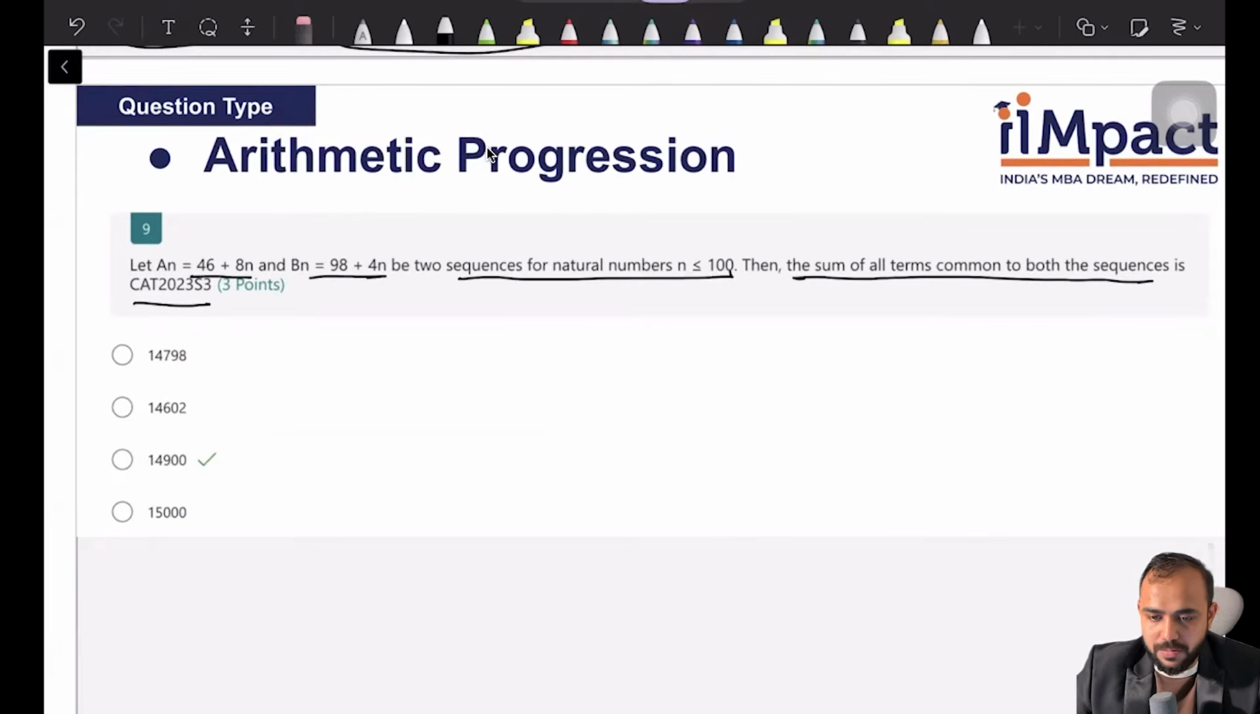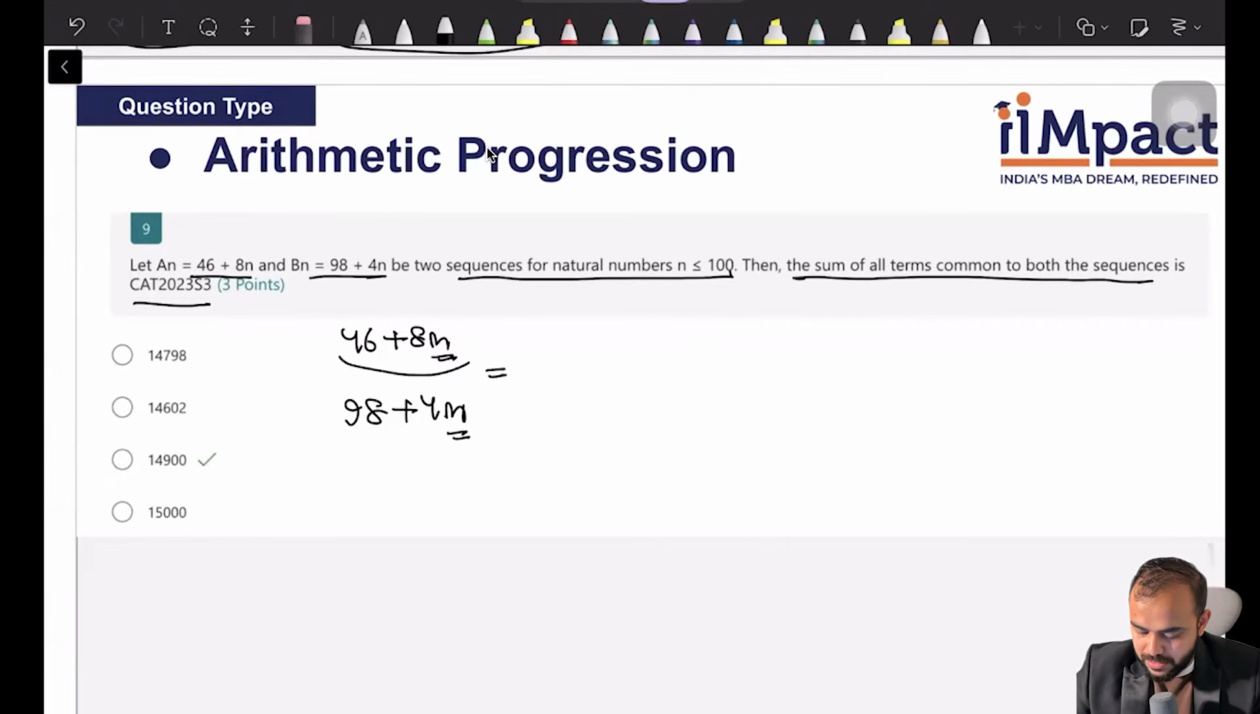Correct? So first, I have to find the first common term. This is 46 plus 8n, and this is 98 plus 4n. I want to find a term which is common to both of these. Now, obviously, the n value of that term is not going to be the same, right? So, basically, I'm not saying that the fifth term of the first sequence will be equal to the fifth term of the second sequence. So first you will have to do hit and trial here.